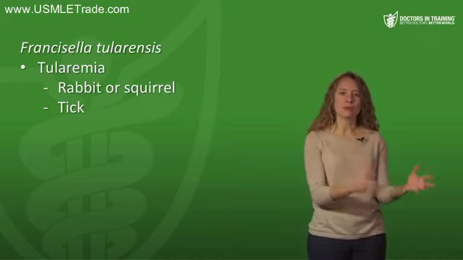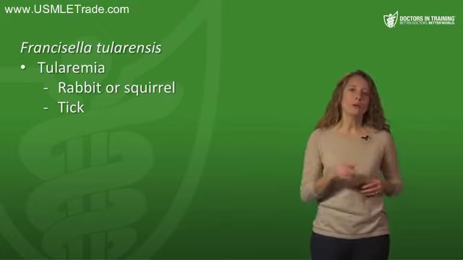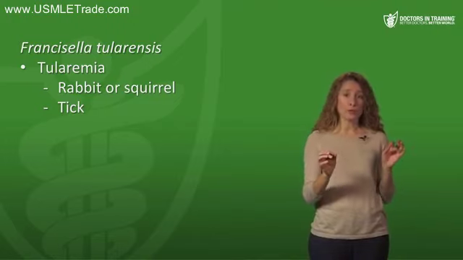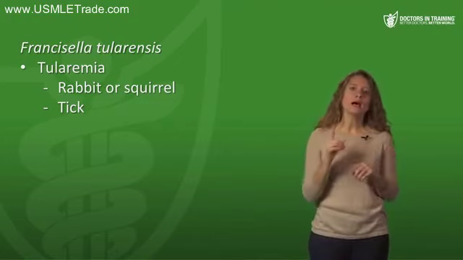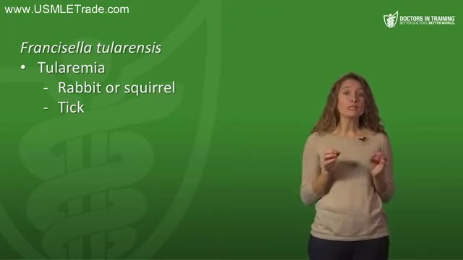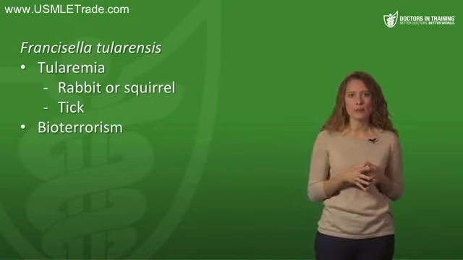Someone has found a dead rabbit, or they're hunting and skinning rabbits, something like that. One way that you can try to remember that rabbit-tularemia association is by imagining a rabbit eating a tulip. Another thing you should be aware of is that this organism is considered high risk for use in bioterrorism.